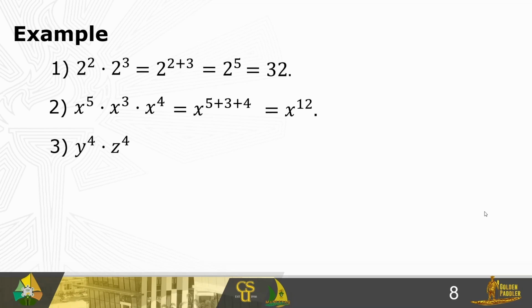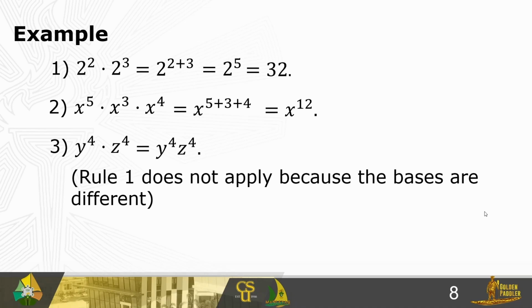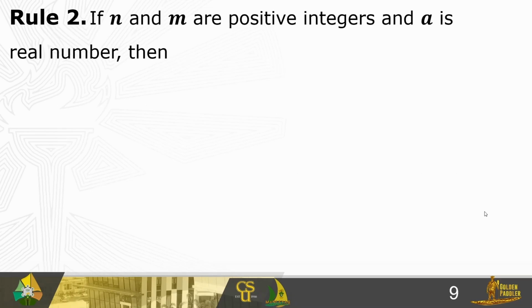Another example, y to the power of 4 times z to the power of 4 is just equal to y to the power of 4 times z to the power of 4. Rule number 1 does not apply because the bases are different. Now let's consider rule number 2.